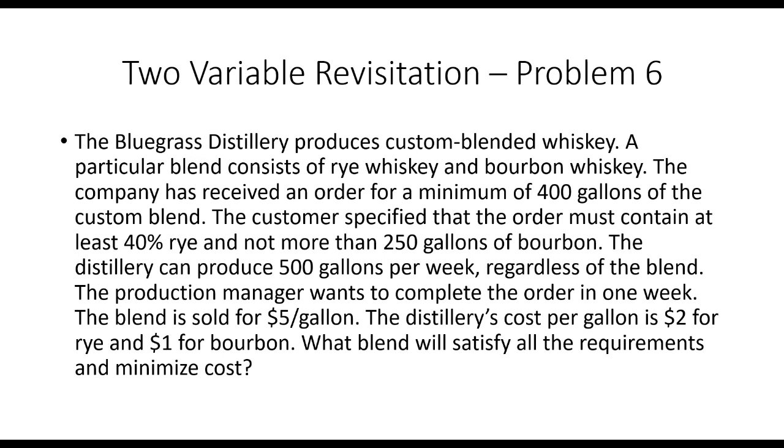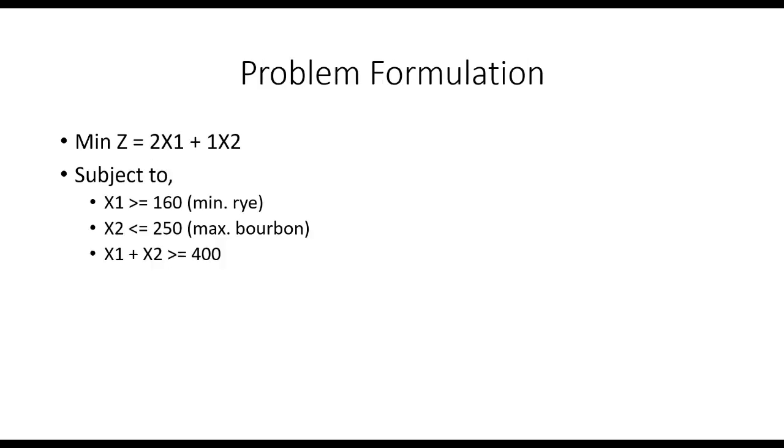Finally, the blend is sold for $5 a gallon. If we are focused on minimizing our costs, the actual profit or the amount of money we make isn't relevant. That's also not important. So in this situation, we have only three constraints. x1 is greater than or equal to 160, which is our minimum amount of rye. x2 is less than or equal to 250, which is our maximum amount of bourbon. And x1 plus x2, the amount of rye plus bourbon, must be greater than or equal to 400, our order size.